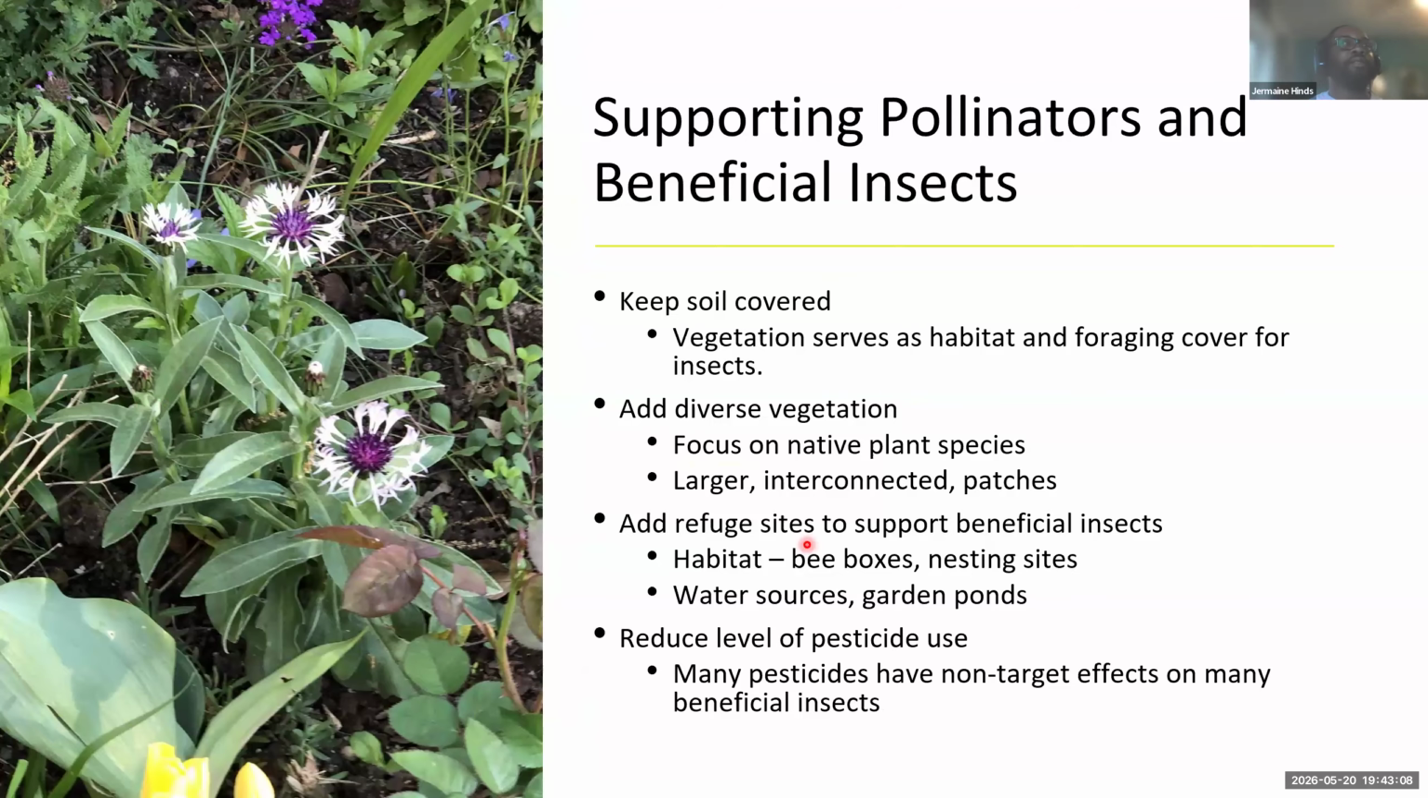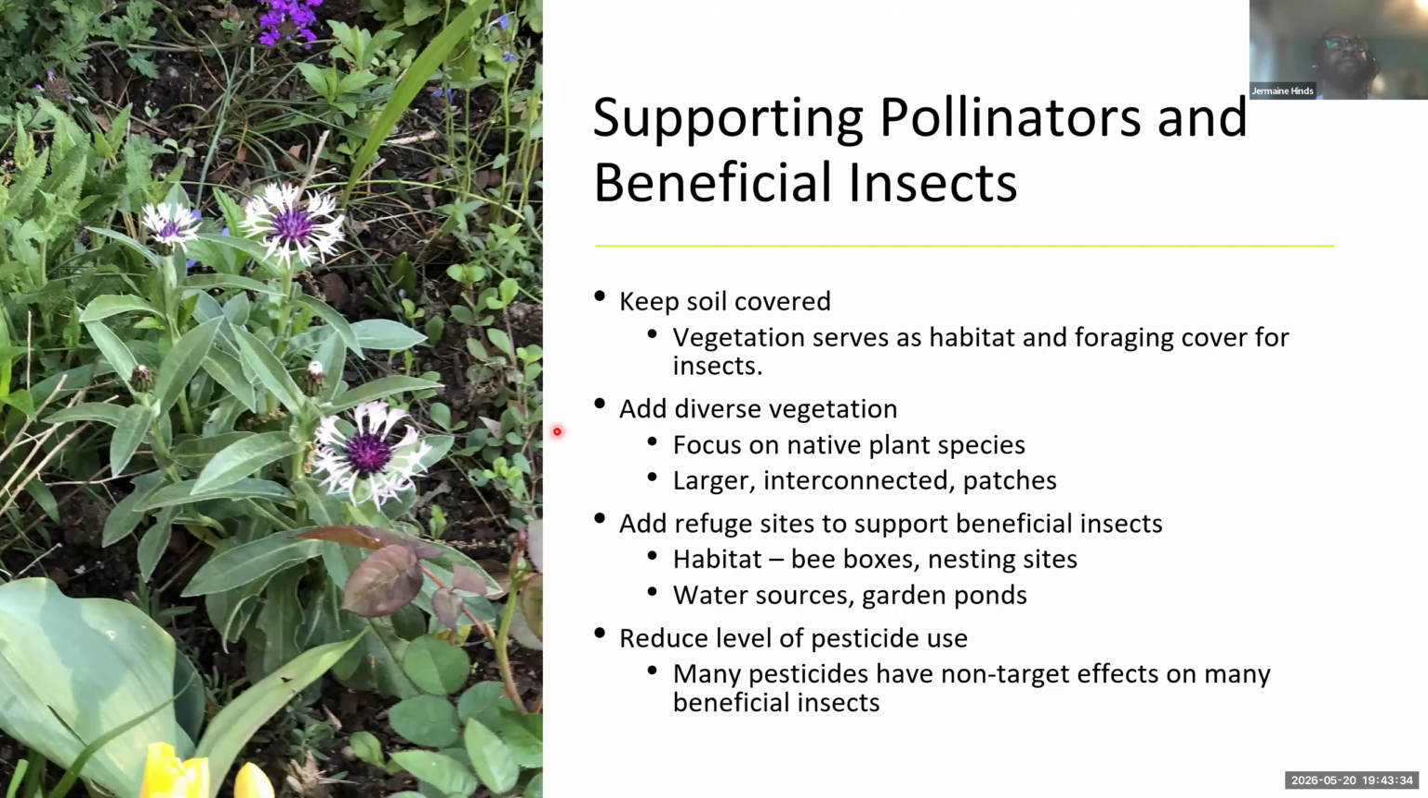So coming out of the doom and gloom, how do we support our pollinators and beneficial insects? So again, if you build it, they will come. And so the first step to doing that is keeping soil covered. So remember, insects are in close association with plants. And so vegetation serves as a habitat for foraging and cover for insects. So important habitat, refuge, nutrition source, water source.